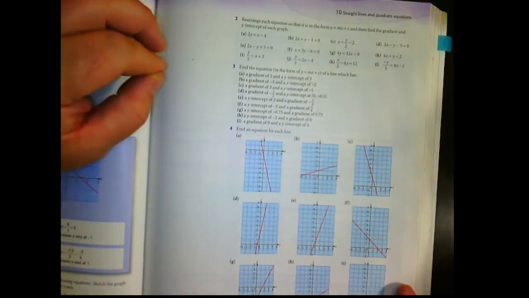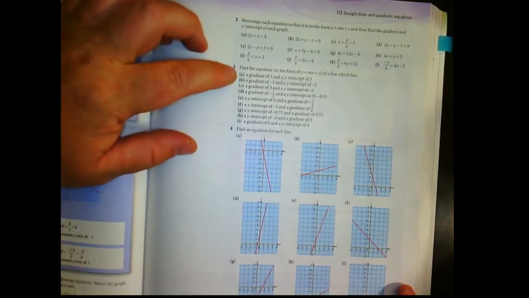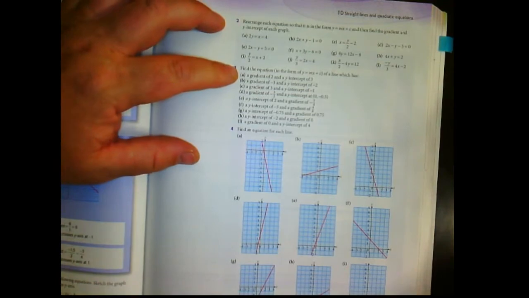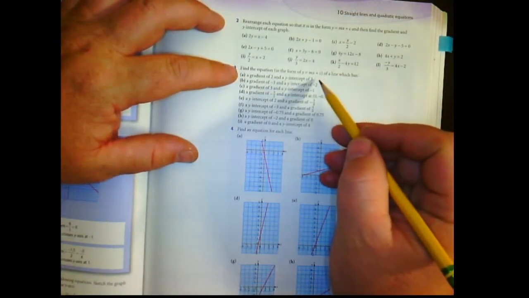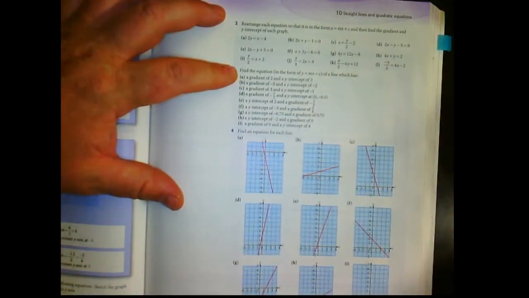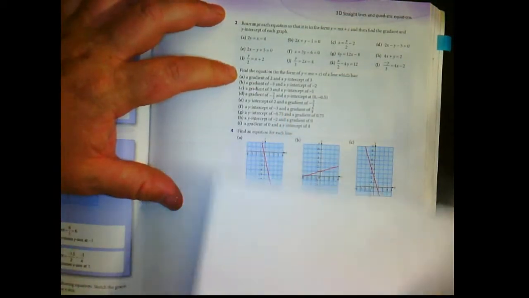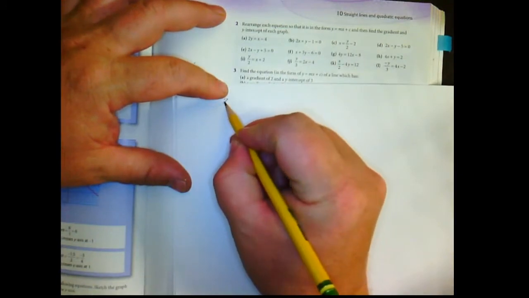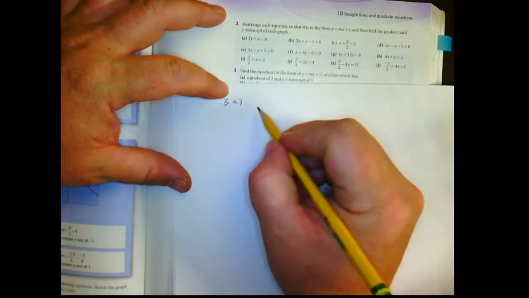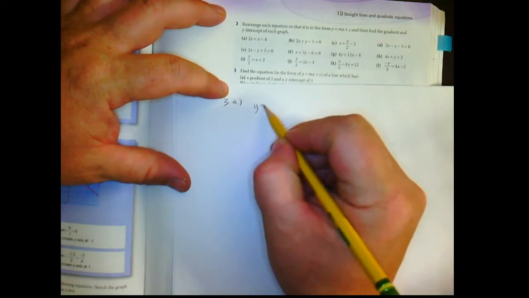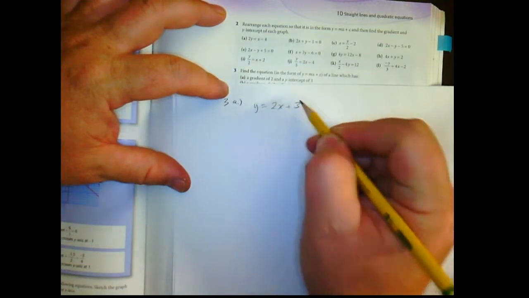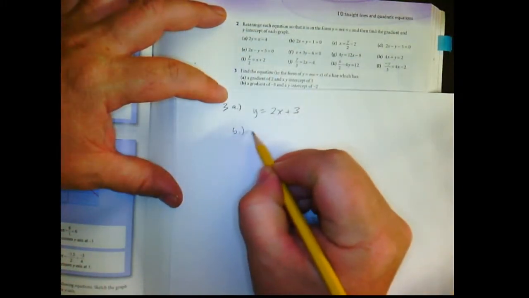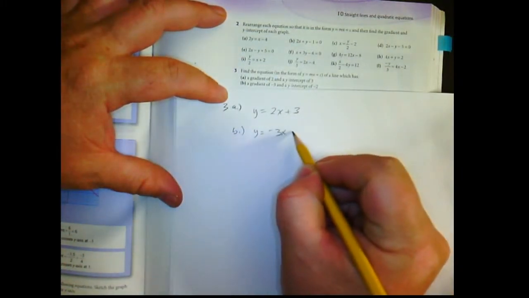So number 3, we have to do number 3, part A through D. It says find the equation in y equals mx plus c. In the United States, we use mx plus b, right? So we got a gradient of 2 and a y-intercept of 3. So for number 3, part A, I think this would be sufficient. If you wrote y equals 2x plus 3, I think that's good. B would be y equals negative 3x minus 2.